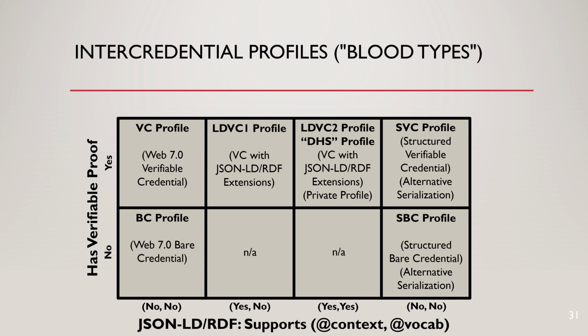On the right-hand side is an example of extensions to the InterCredential model where we're using alternative serialization formats. So we can see at the bottom right, we have SBC, structured bare credentials. It uses the structured credential format, but it does not have a verifiable proof. Above that in the top row, we have SVCs, which are structured verifiable credentials. They use the alternative serialization format, and they do have a verifiable proof associated with them.